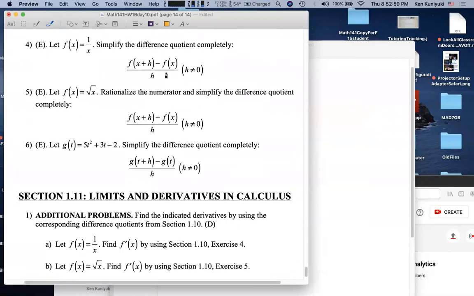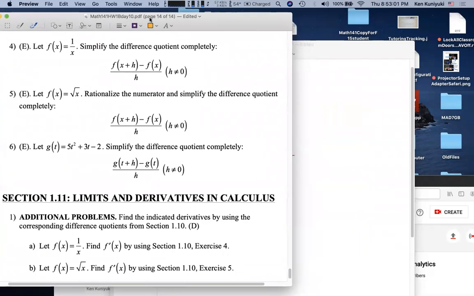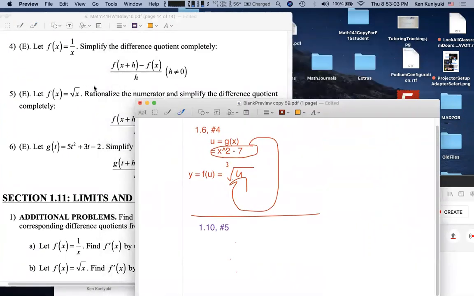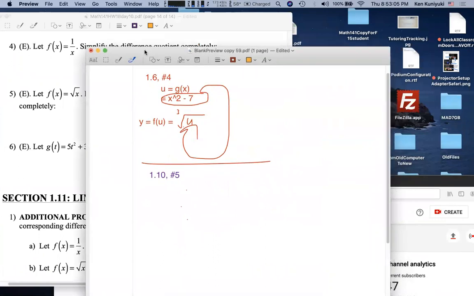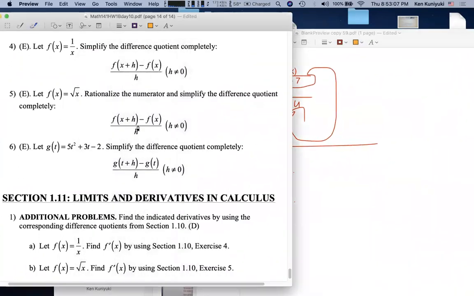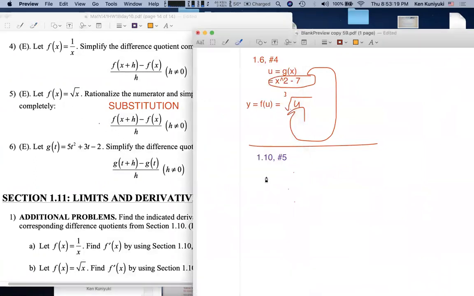Right, I think this is one that we just barely started at the end of Tuesday. I think we did number 4 on Tuesday, so I'll do this one now. Now remember, when you see something like this, you're thinking what S word? You're thinking, I hope, substitution. So if f of x is root x, f takes the square root of its input. What's f of x plus h?